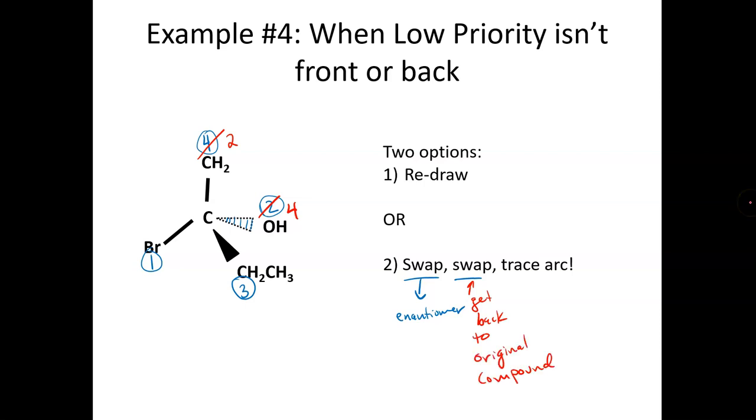So to get back to my original compound, I need to swap 2 other things. I'm going to swap the 3 and the 1 now. All right, so now I can trace. I did the swap, I did the second swap, and then I'm going to trace the arc. So I go from 1 to 2 to 3. I ignore the 4th, the one in the back.